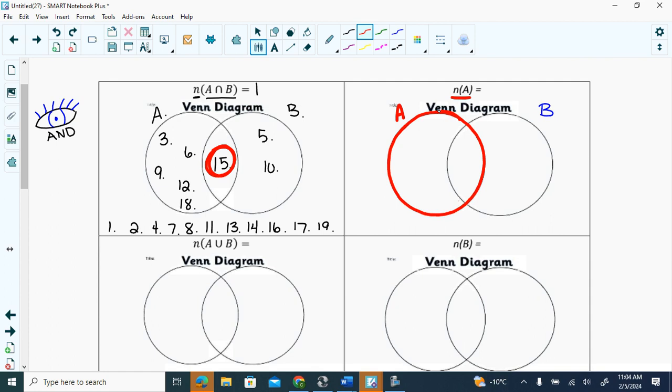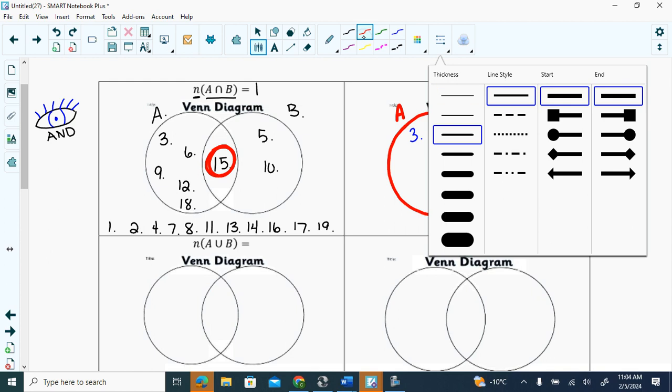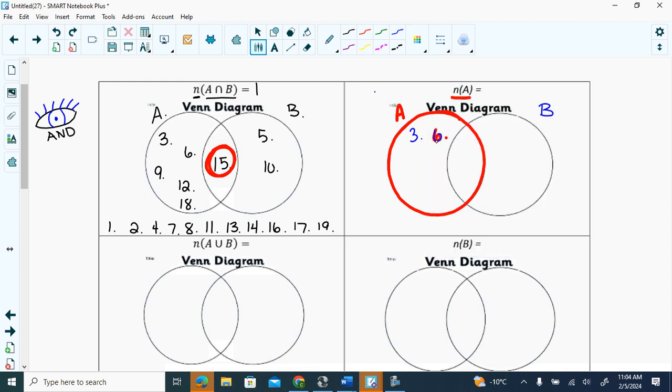So if I want to rewrite those, I would have 3, I would have 6, I would have 9, I would have 12, I would have 18, I would have 15. So how many are in there? 1, 2, 3, 4, 5, 6. Right? Still counting the ones in A.